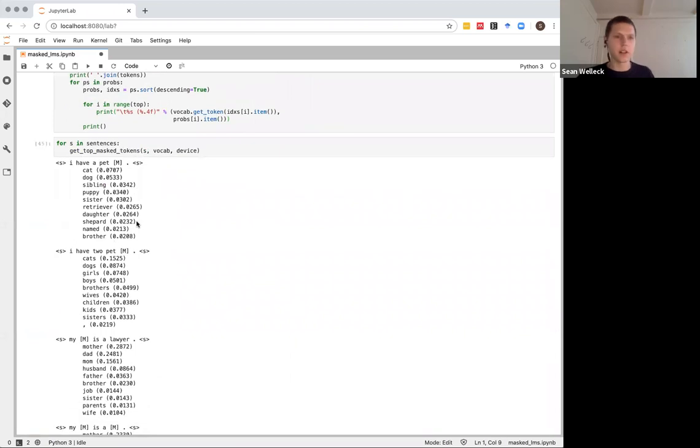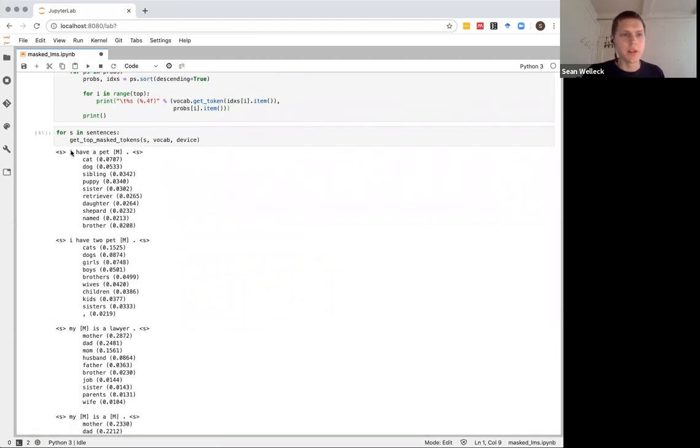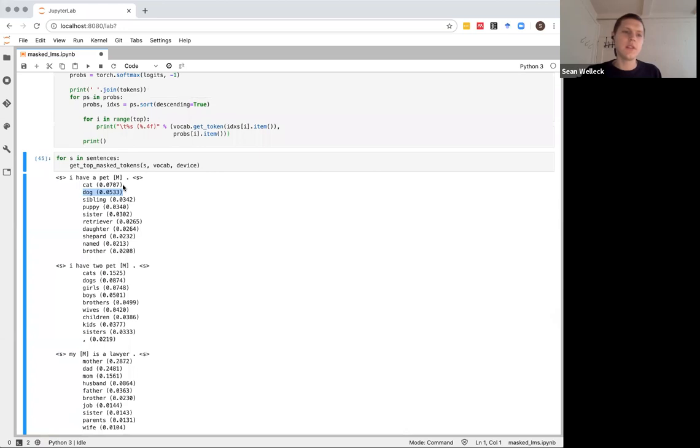Okay, so let's take a look at this. Here's an example sentence: I have a pet mask. And we could see that it learned, at least some of them are reasonable. The top two are kind of reasonable: we have cat, and then we have dog. Some are not reasonable, like sibling. But you could see, this is a very small data set and a very small model, relatively speaking. And you could see that it at least learned something kind of reasonable.